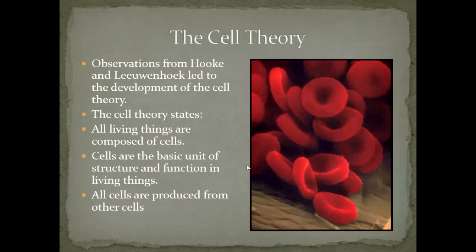The cell theory. Observations from Hooke and Leeuwenhoek led to the development of the cell theory. The cell theory states, and this is incredibly important, this is one of the foundational principles of all of molecular biology, so know this: all living things are composed of cells. If you're not composed of cells, you're not living. Cells are the basic unit of structure and function in living things, and all cells are produced from other cells. So you will only get a cell from another cell. You will not get a cell from anything else.